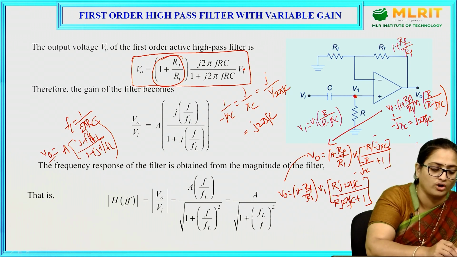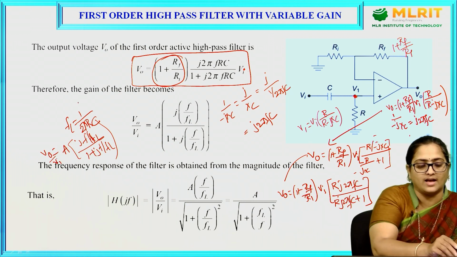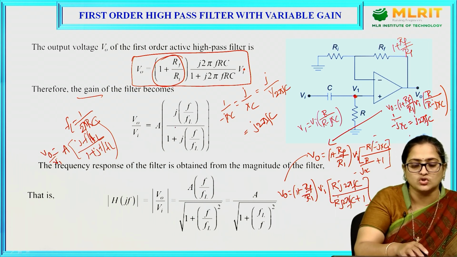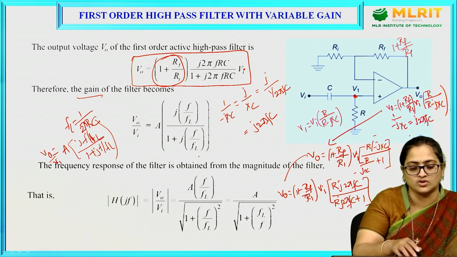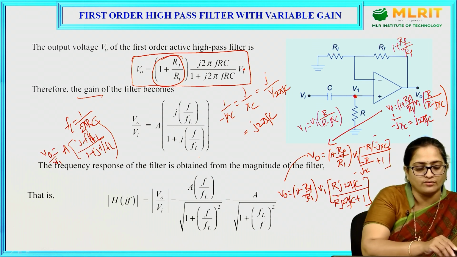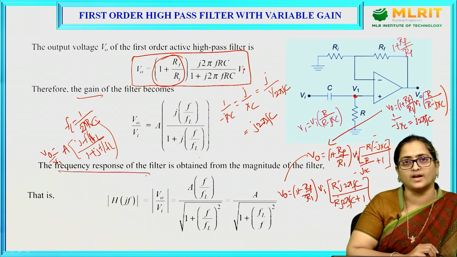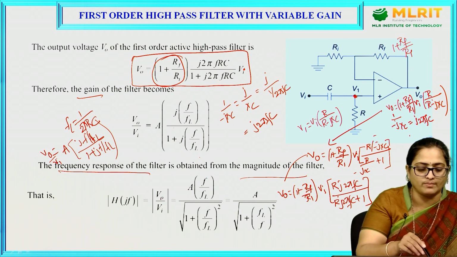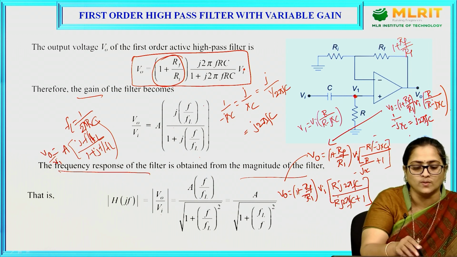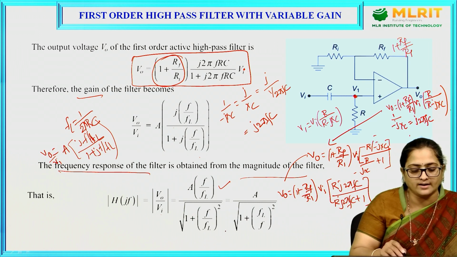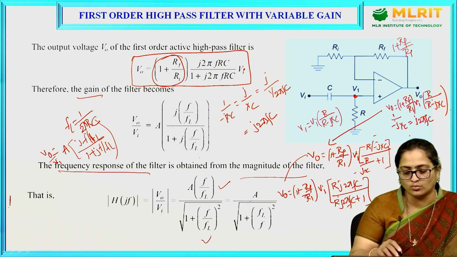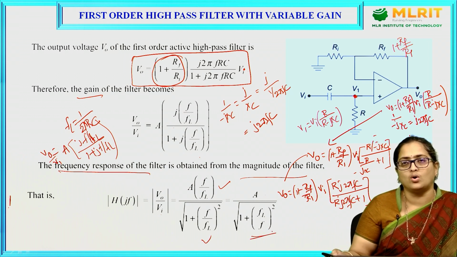Vin you got as the denominator. This ratio V0 by Vin is the gain. The gain can be given as V0 by Vin, which you can write as A into j F by FL divided by 1 plus j F by FL. So, the frequency response of a filter is obtained from the magnitude of the gain. Now the magnitude of V0 by Vin can be given as A into F by FL divided by root over 1 plus F by FL whole square, which you can also write as A divided by root over 1 plus FL by F whole square.